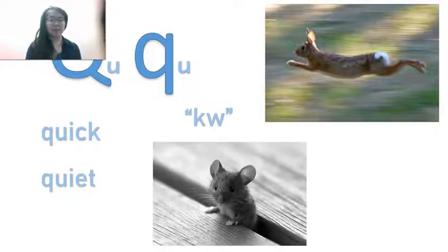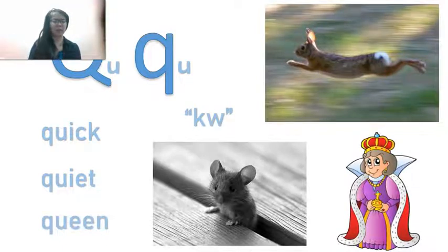You may have noticed that while you see a Q and a U, you hear a K and a W sound most of the time. But sometimes you'll see it spelled Q-U. So, another Q-U word is quick. The rabbit is quick. Quick, very fast. Or quiet. It's quiet. Like a mouse. A mouse is quiet. Another example of a Q-U word is queen.